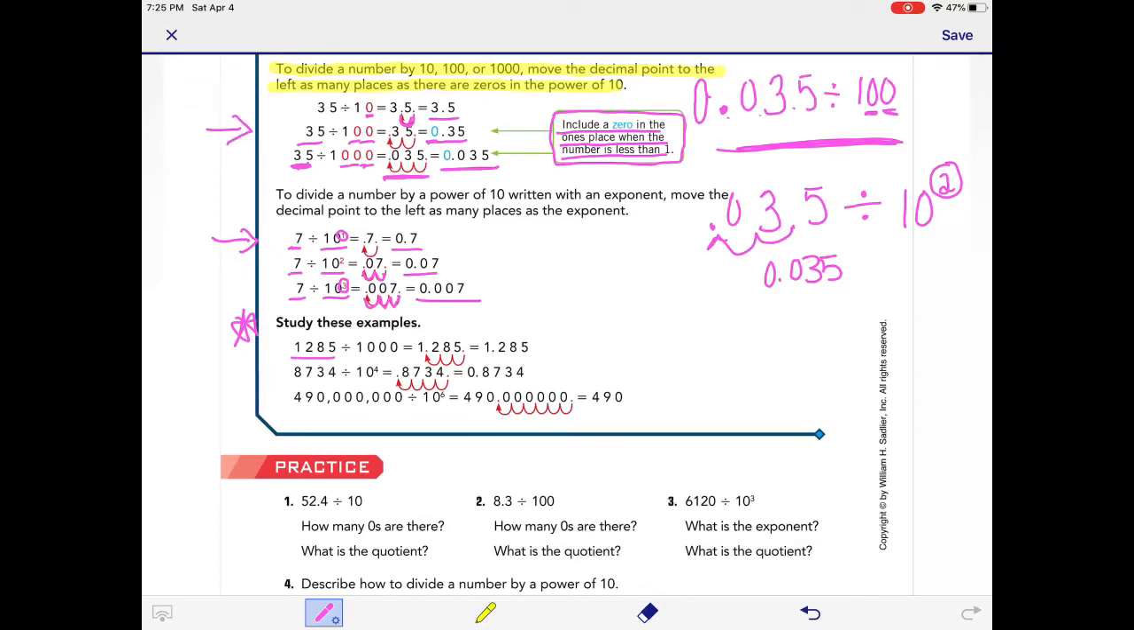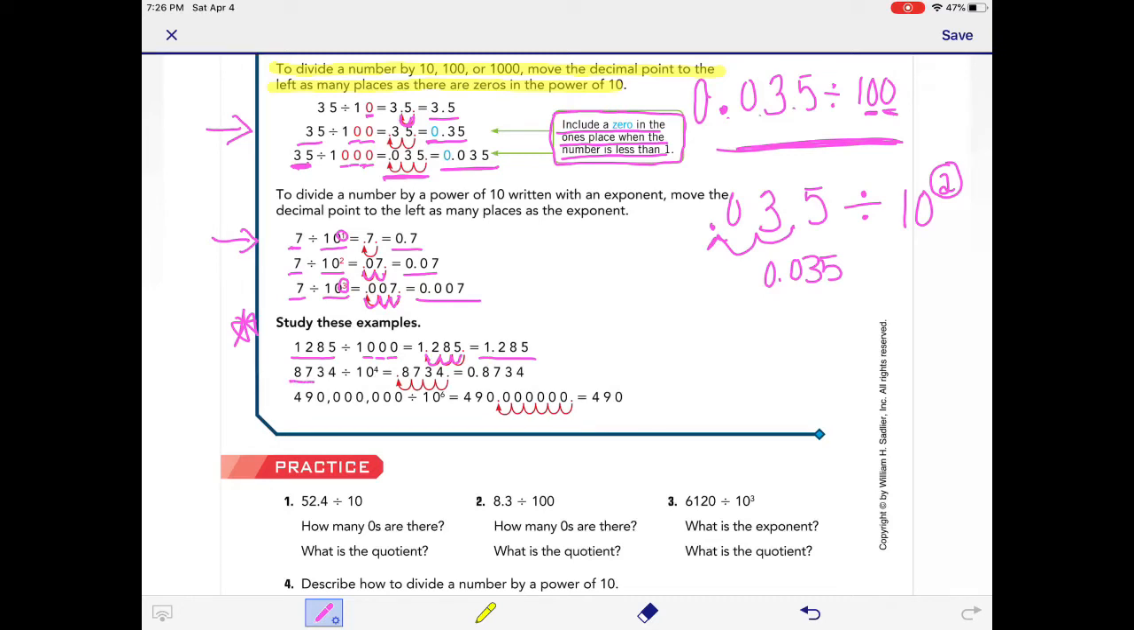1,285 divided by 1,000. That means you're going to move the decimal to the left 1, 2, 3 spots, which you can see that they did right here with the little arrows. 1, 2, 3 spots, and now we have 1 and 285 thousandths.